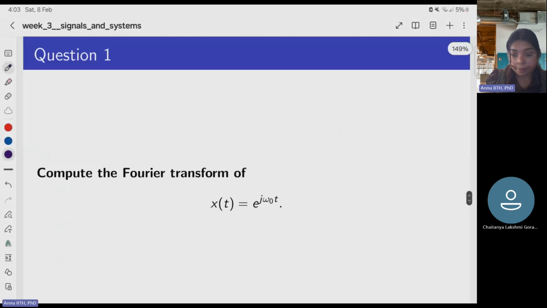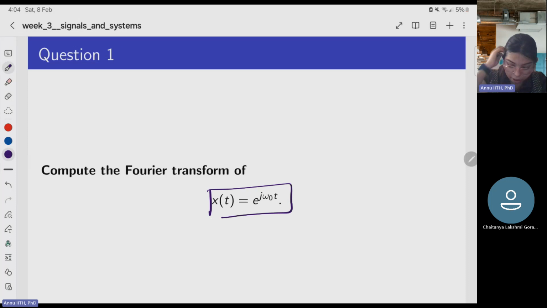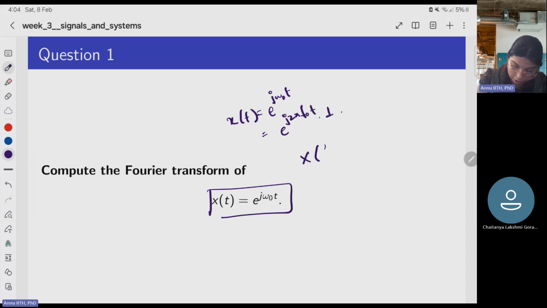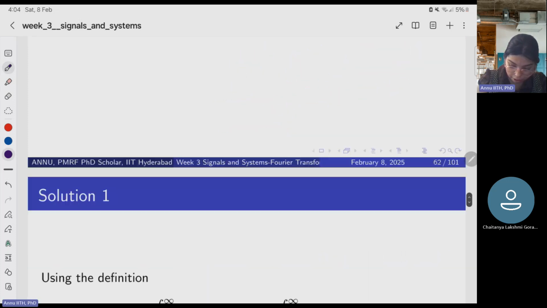So there are some questions that I will deal with. Compute the Fourier transform of x(t) equals e power j omega naught t. If we represent x(t) equals e power j omega naught t, we can represent it as e power j 2 pi f naught t. So it's just multiplication with 1. So X(f) is nothing but what? Delta of f minus f naught, isn't it? The Fourier transform is delta of f minus f naught.